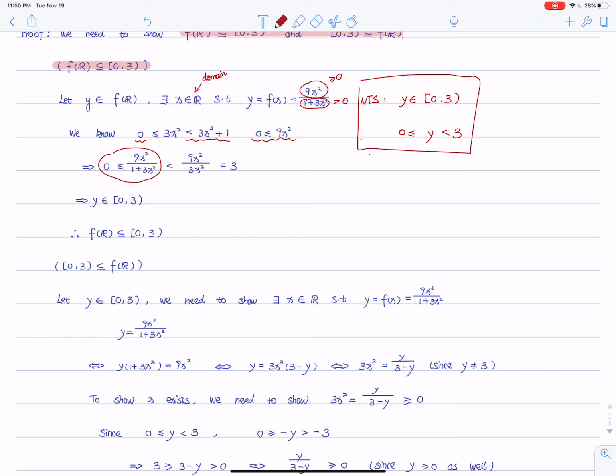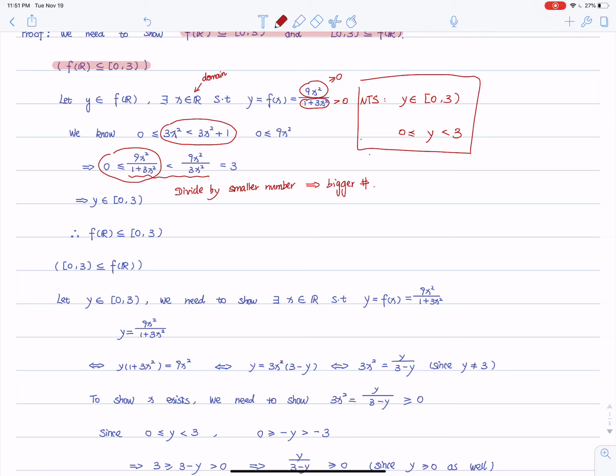How do we show it's smaller than 3? Well, I'm going to erase this part. We know that this is true, because 3x squared is smaller than 3x squared plus 1. This is true because dividing by a smaller number will give you a bigger number.